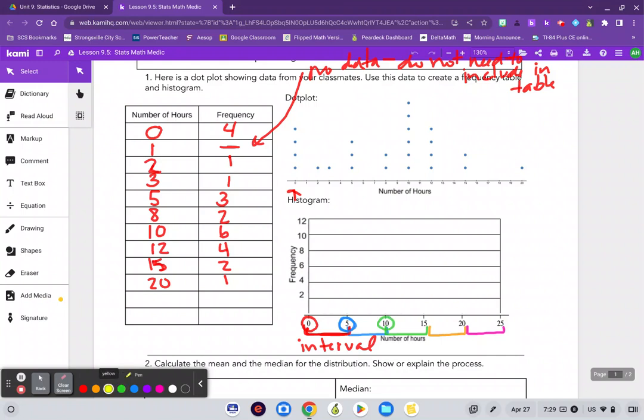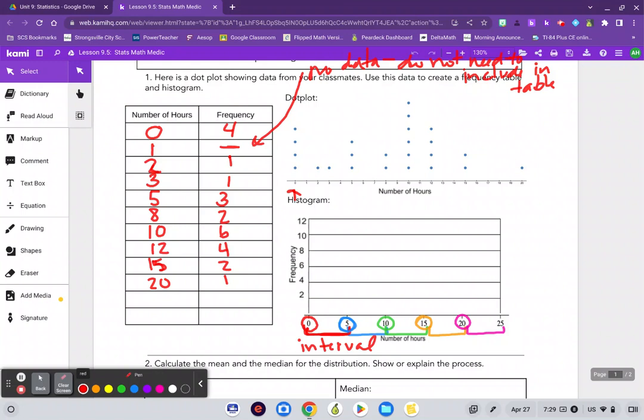So 10 to 15 does not go in the green group. 15 is going to start the next group. And then 15 to 20, 15 will go in this yellow group, but 20 is going to start the pink group, and so on. So I'm kind of just going to color code these.